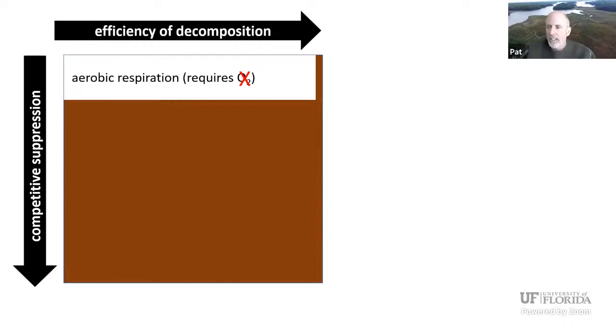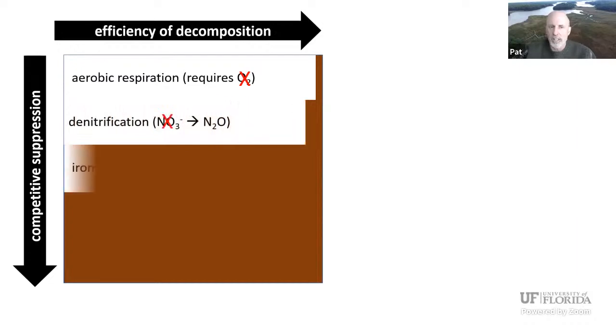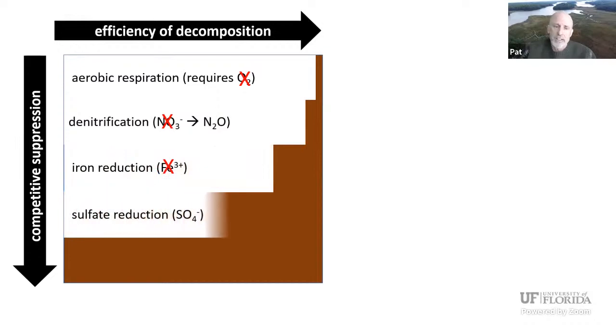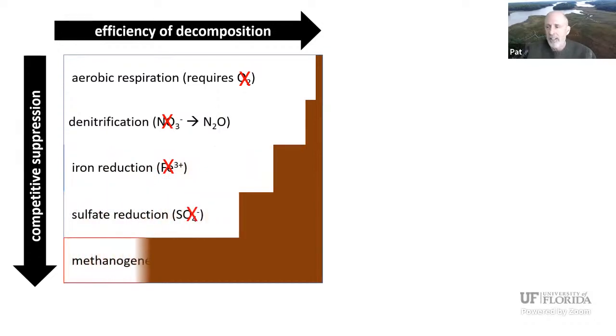But when that happens, the next most efficient form kicks in, which is denitrification, but we'll run out of nitrate. But we have iron, we'll run out of that. Sulfate, we'll run out of that. And eventually we'll be left with methane production, which will never run out of substrate, because when you're talking about methane, both the electron source and the electron acceptor is organic carbon. As long as we have organic carbon there, we can support methanogenesis. But the process becomes progressively less and less efficient, leaving more and more carbon.